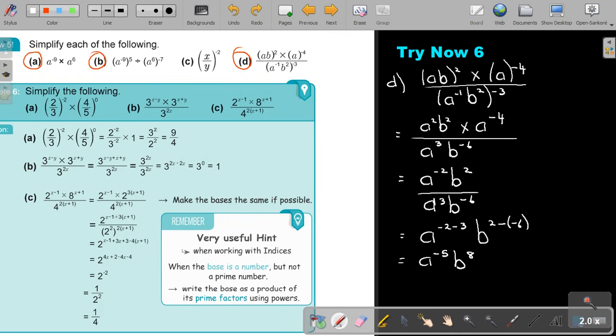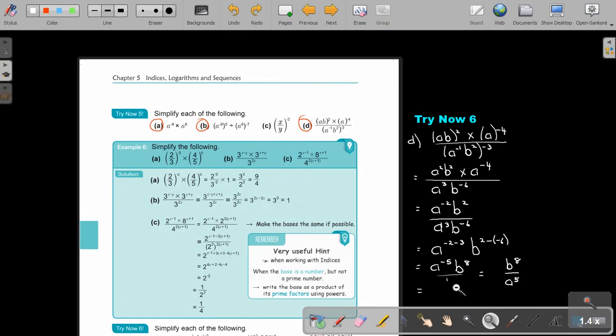And now just move the one that's negative to the bottom of the fraction. So this will give me b to the power of 8 over a to the power of 5. That's my final answer. Okay, let's make it a bit smaller and look at the next one.